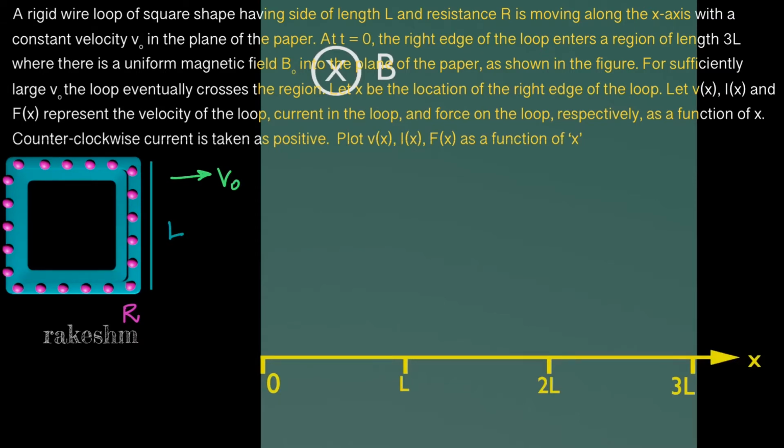This was a multi-correct option question. In each of the options he had given velocity as a function of x, current as a function of x and force as a function of x. Basically he had given us graphs. What we will do is plot v of x, I of x and F of x as a function of x, and later at the end we will see which options are right. Let us now visualize what is happening in the question.